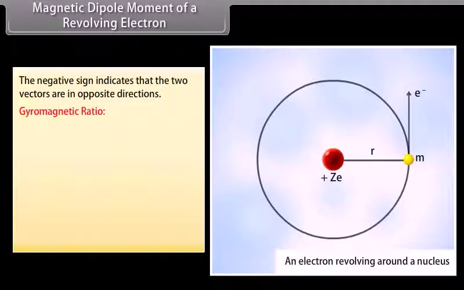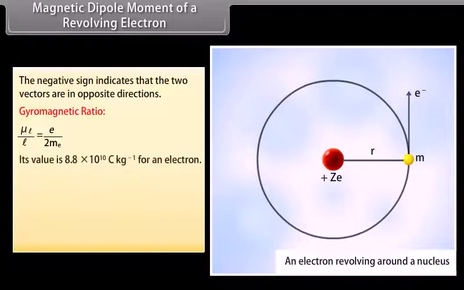Gyromagnetic ratio. mu_l upon l is equal to e upon 2 m_e. Its value is 8.8 into 10 raised to the power 10 coulomb per kilogram for an electron.